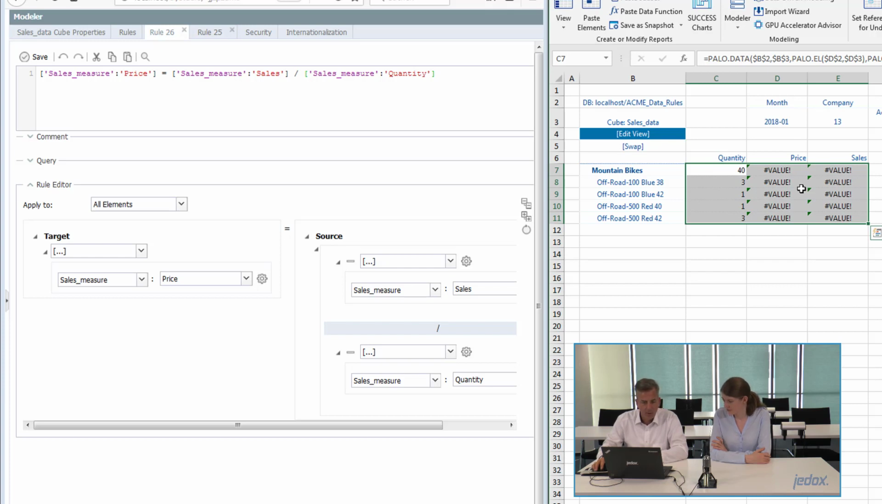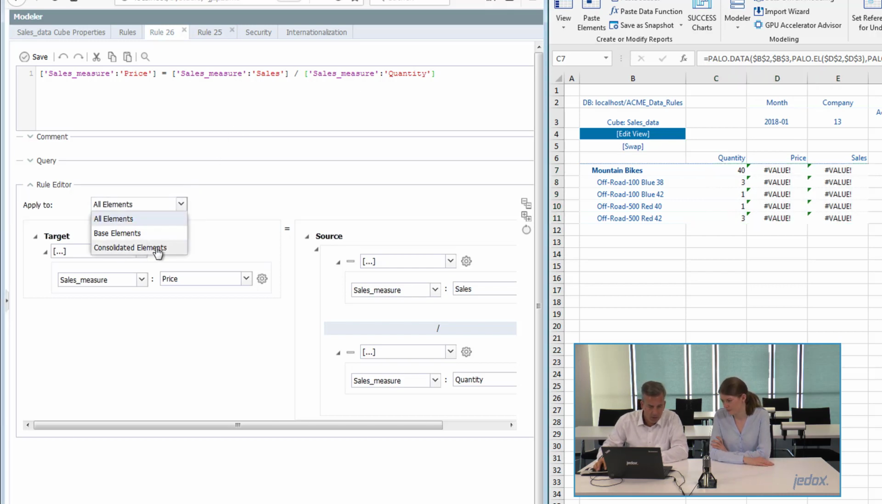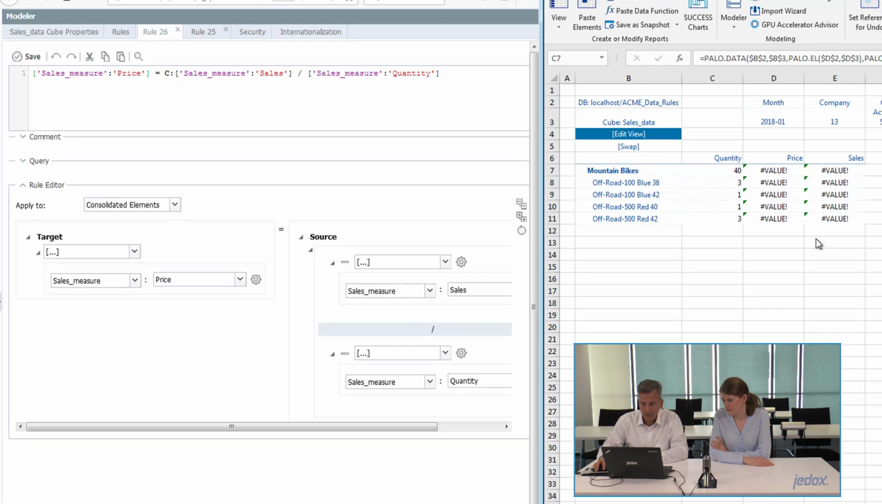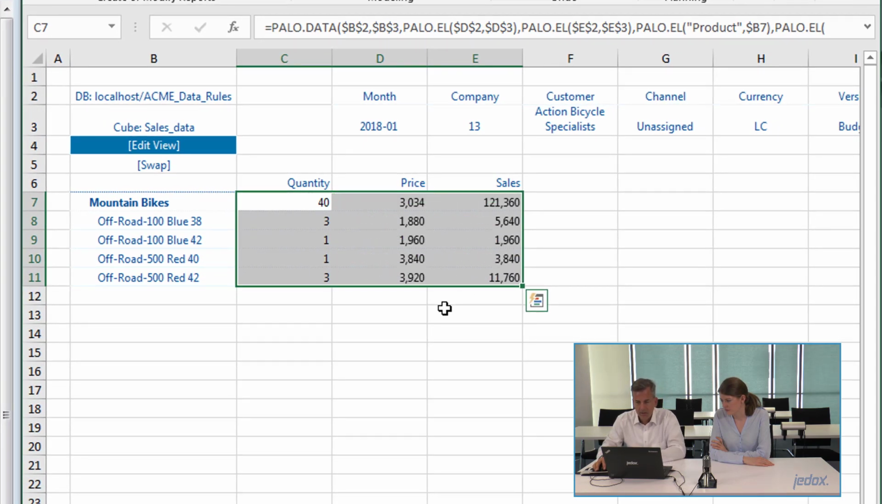Everything is fine. The only thing we have to fix now is to tell the system that this calculation, sales divided by quantity, we want to have only on consolidated, where the other rule was only available on base. Correct. Yeah. So just go here. We say on consolidated only. We are going to save this. We refresh this here, and there we are.